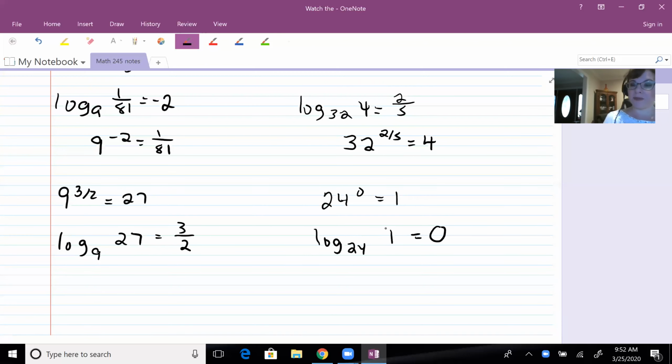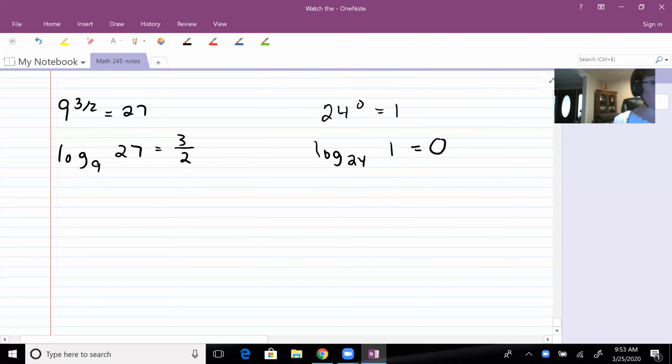Hopefully those 4 problems gave you the opportunity to understand how to transition from log form to exponential form or vice versa. The next concept that we're going to go through is how to evaluate a logarithm. So let's say that we had log base 25 of x, and we're going to let x be equal to 5.